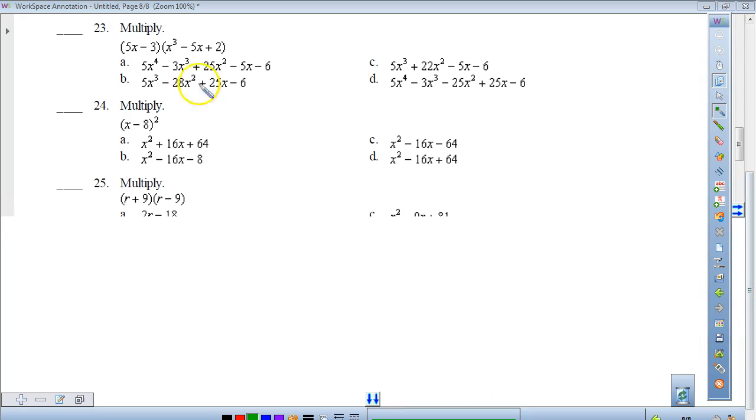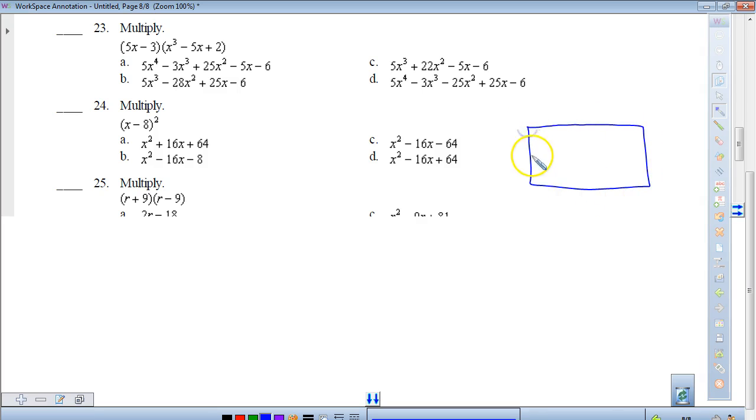So let's take a look at what we can do. I gave my class three different methods for multiplying these, and I'm pretty sure that the majority of you preferred the area or box method. Here we have two things, so we put 5x and minus 3. And in here we have three things. We do x to the third, minus 5x, and plus 2. And we'd structure our box that way.